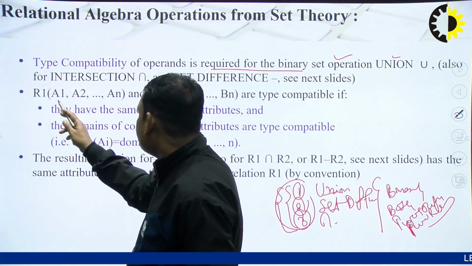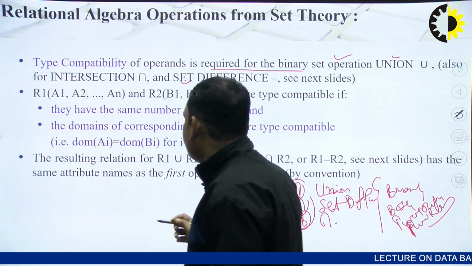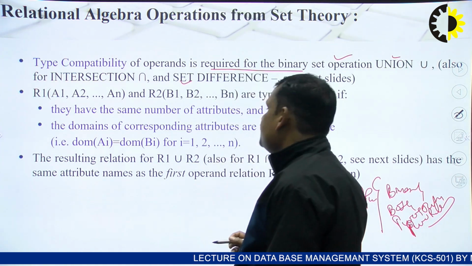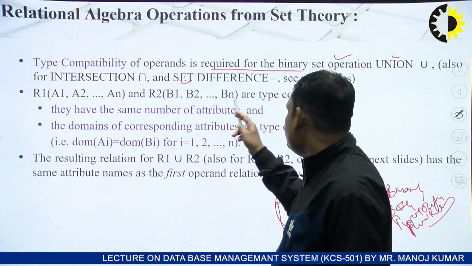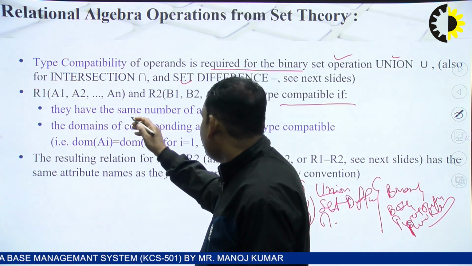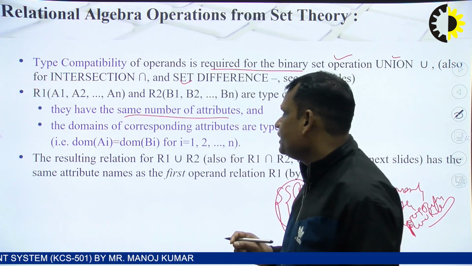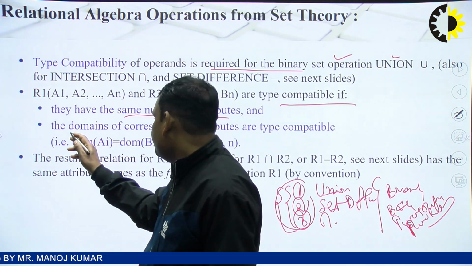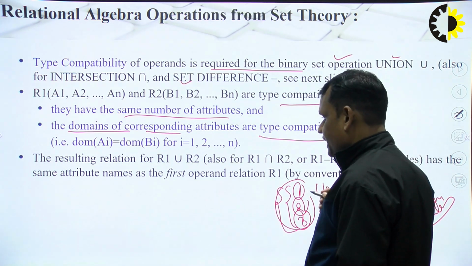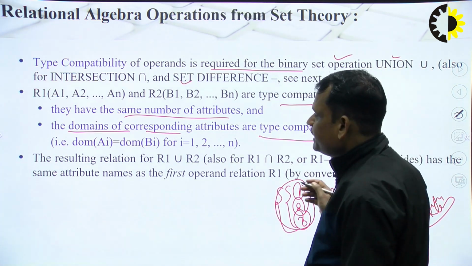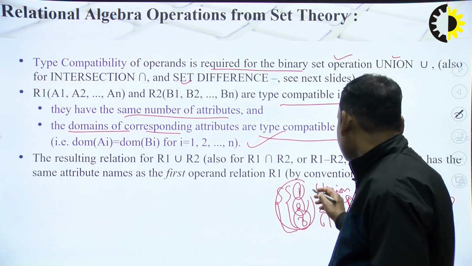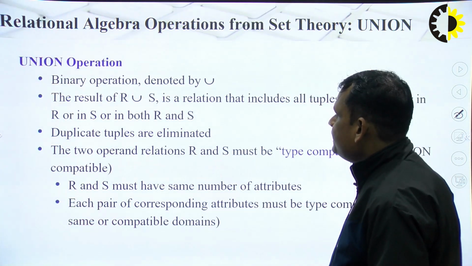First relation name is R1 with attribute names A1, A2, A3 to AN, and the second relation name is R2 with column names B1, B2, B3. For compatibility, first, the number of attributes must be the same, and second, the domains of the corresponding attributes must be of the same type. Data types of corresponding columns are the same. This applies to union, intersection and set difference.